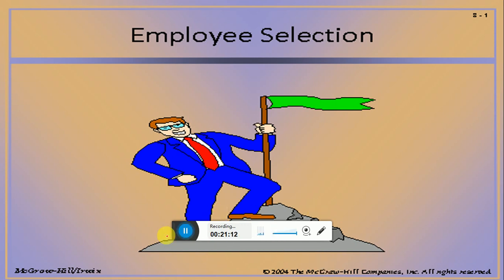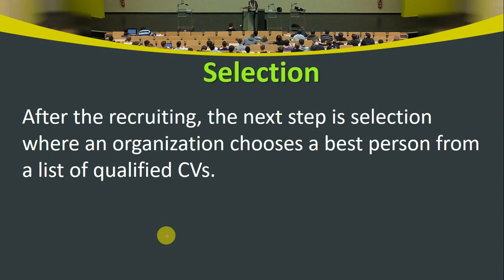Okay, so employee selection. What is selection? After the recruiting, the next step is selection, where an organization chooses the best person from a list of qualified CVs.